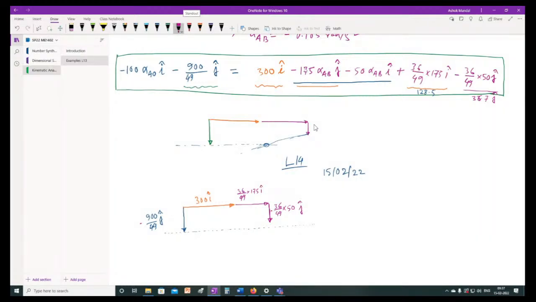Now you tell me about this vector. What is the direction of this vector? Can you tell me? See one thing, this alpha AB, if you take this common, minus alpha AB, then you have 50 I minus 175 I plus 175 J, right?